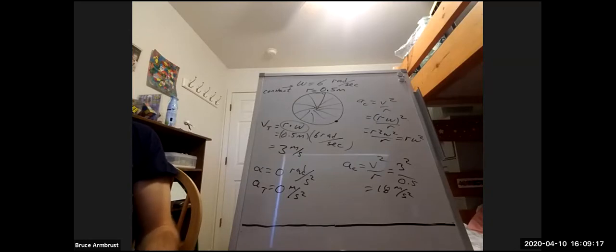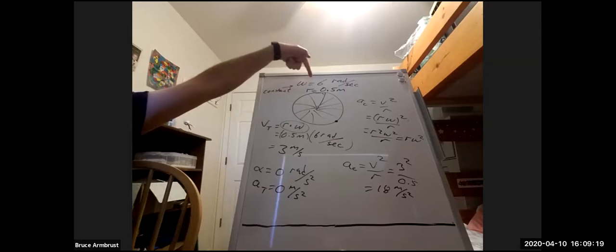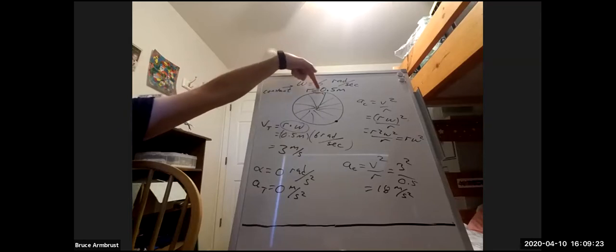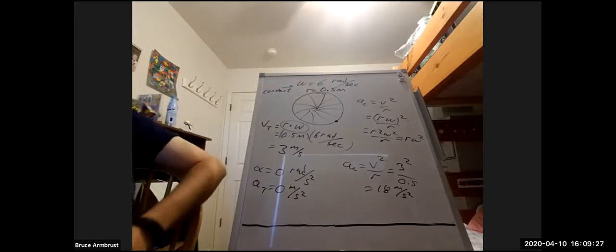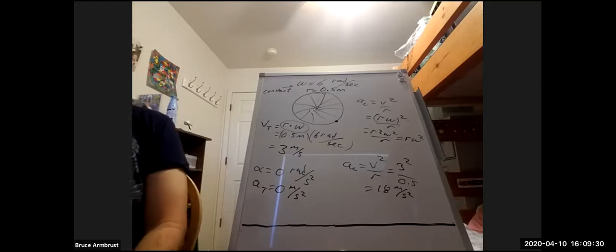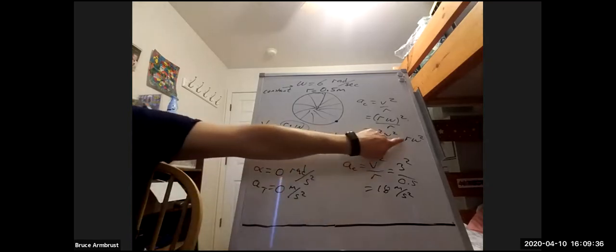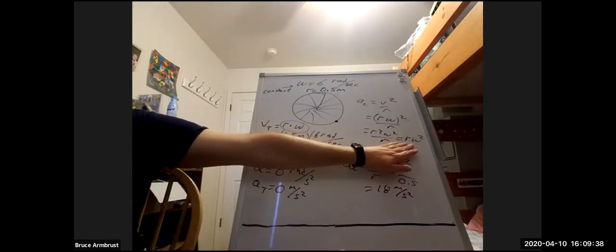And I want you to notice that we get exactly the same thing here. Omega is 6, so squared is 36 times a half. Well, there's your 18 meters per second squared. So it's kind of nice that you can get to centripetal acceleration knowing just the angular quantities, because sometimes we don't want to have to go through all that work to find the linear quantity.